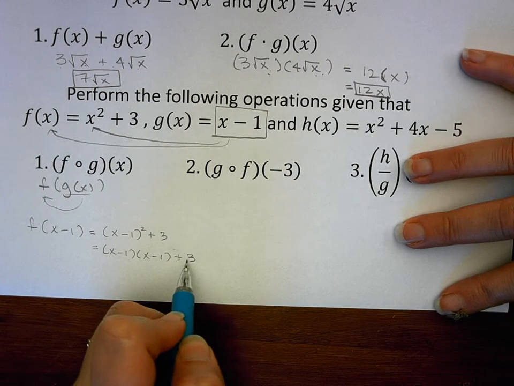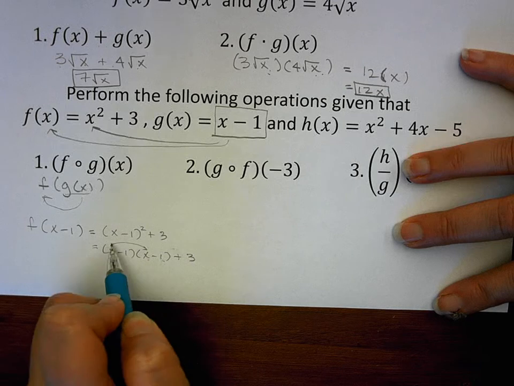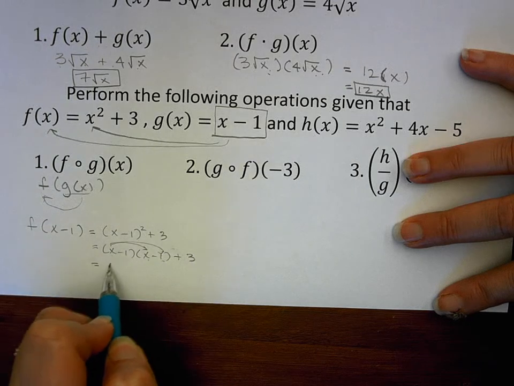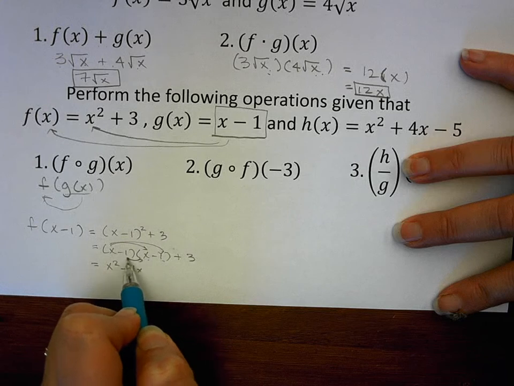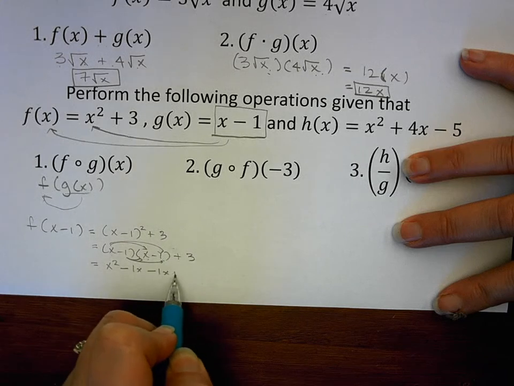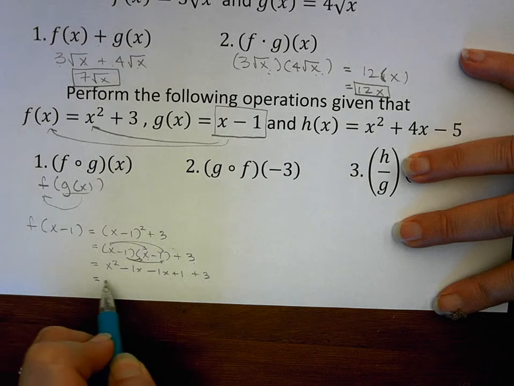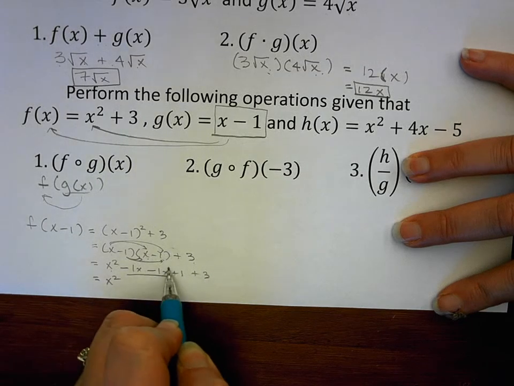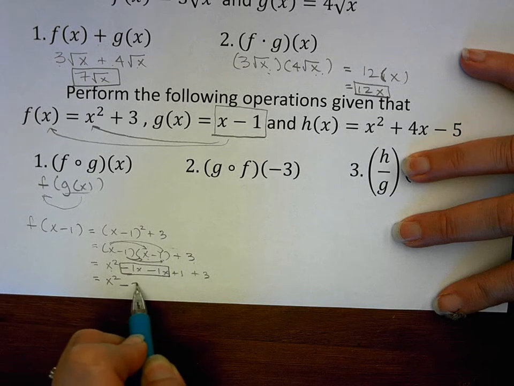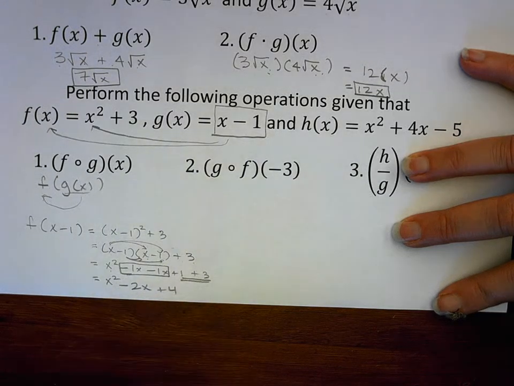So I'm going to distribute, multiply the x to both of these, and the negative 1 to both of these, and carry down the plus 3. So combine like terms, so negative 1x and negative 1x, and 1 plus 3. And there it is, nested function.